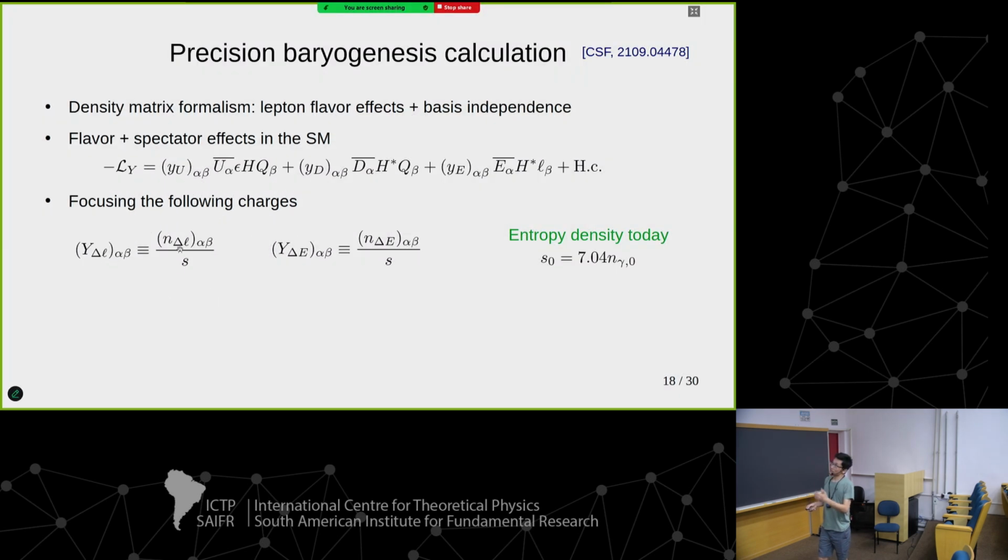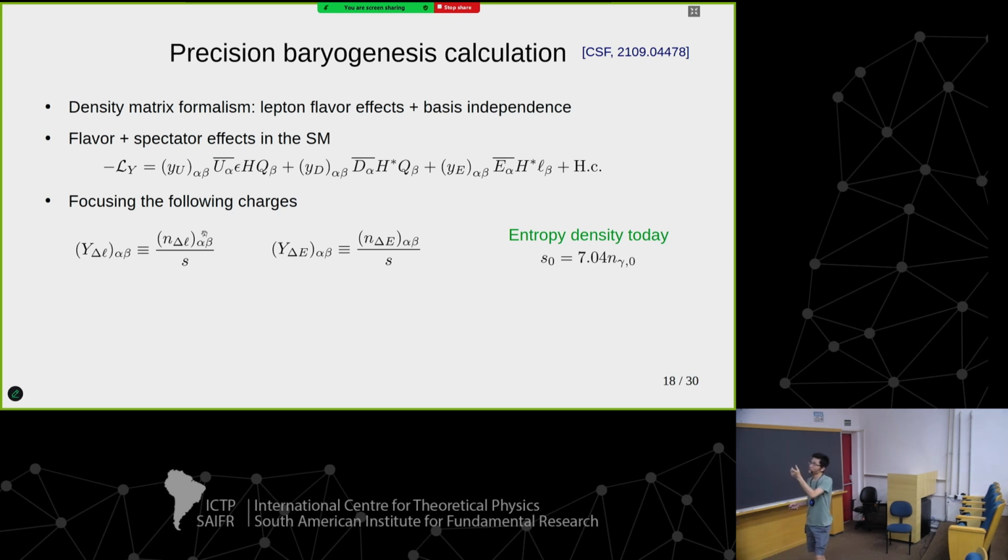The thing is, you have to describe the charge density in the left-handed leptons and right-handed leptons in a matrix called the matrix of number density. Besides the diagonal part, which is just the actual number density in that basis, you also have to include the correlation between different flavors, or different indices, in whatever basis you choose. So in order to describe it in a lepton flavor basis independent way, you need this kind of matrix.